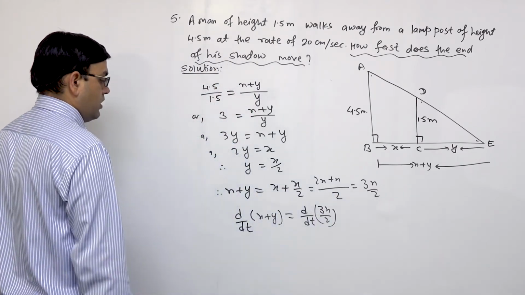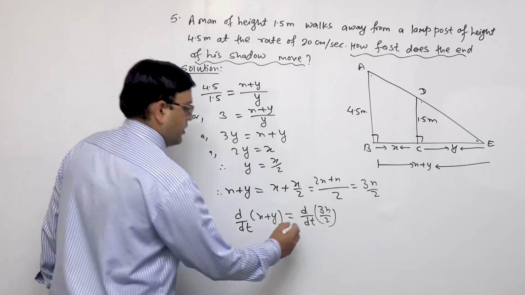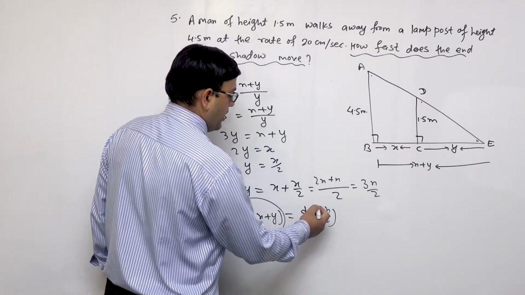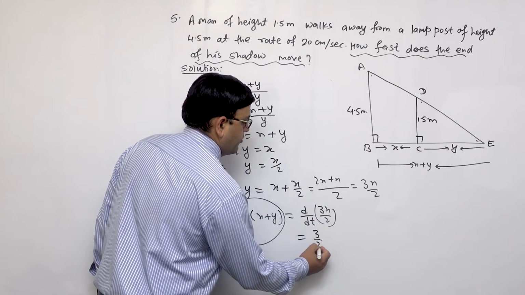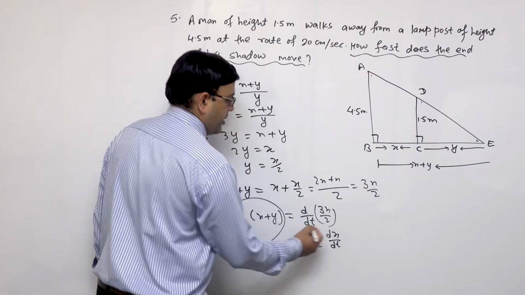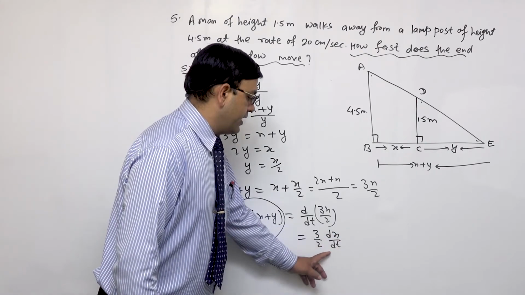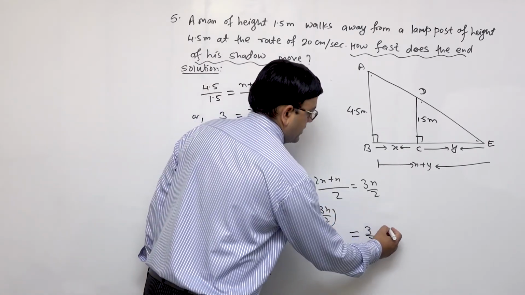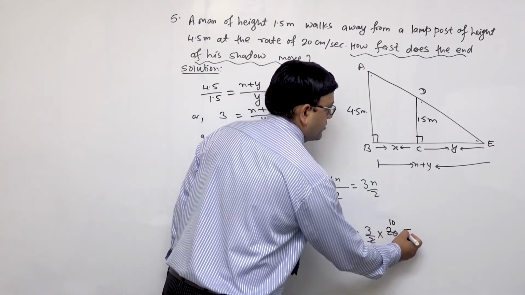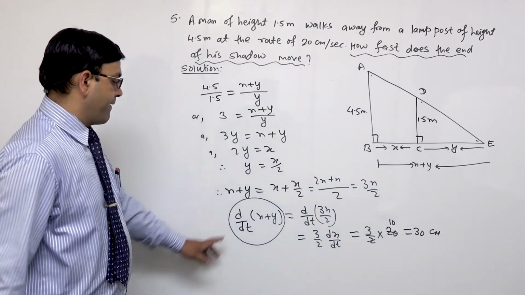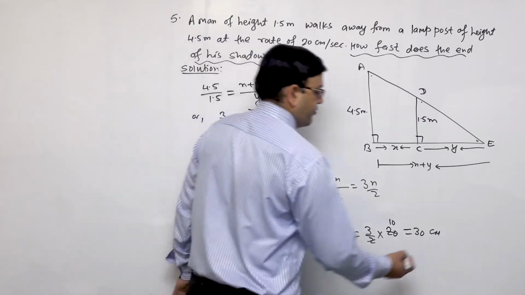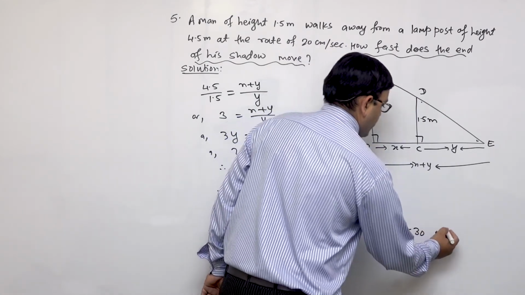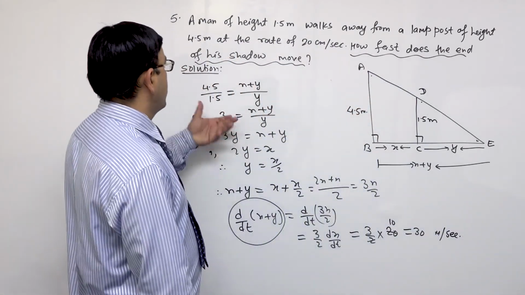So we have dx by dt. Here only we have to do this, because this is our required answer. So d by dt of 3x by 2, we have here 3 by 2 times dx by dt. The constant term 3 by 2 is coming out. We know dx by dt is already 20, so we can cancel 10. So this is equal to 30. This is the rate with respect to time t. So this 30 centimeter per second is the required answer of this question.